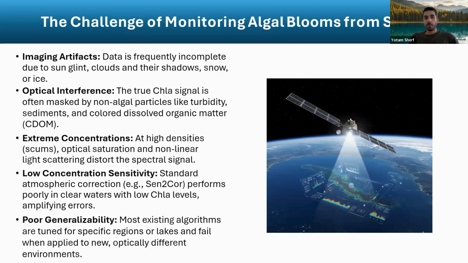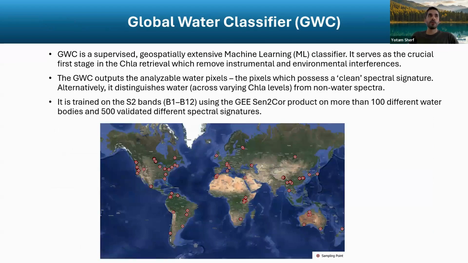For this reason, we applied the Global Water Classifier, which generalizes this result and allows scalable monitoring of harmful algal blooms. The Global Water Classifier is a supervised, geospatially extensive machine learning classifier, which is the first and crucial stage in the retrieval of chlorophyll-a. This stage removes instrumental and environmental interferences. What the Global Water Classifier does is output the analyzable water pixels, those pixels which possess a clean spectral signature that we want to analyze.